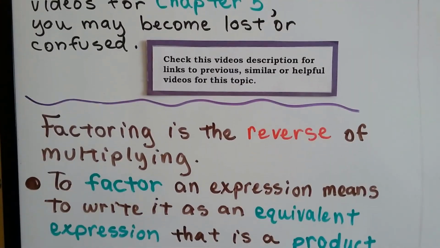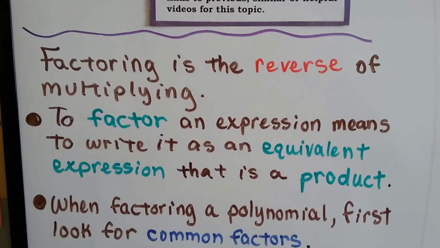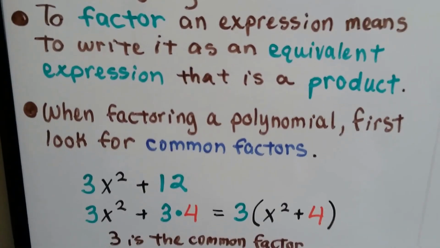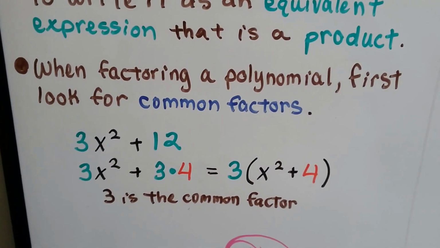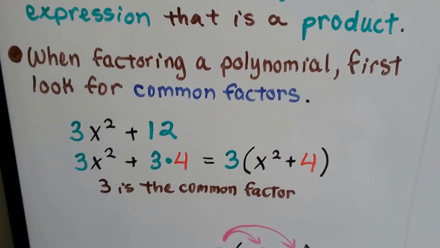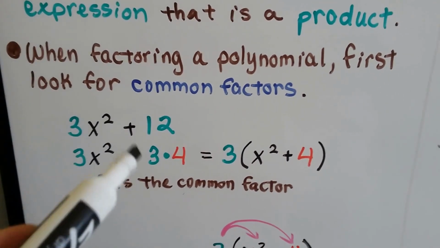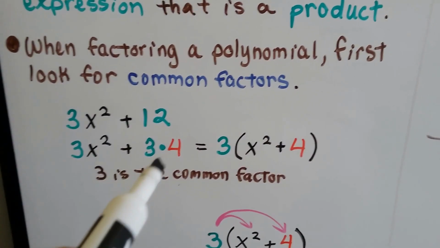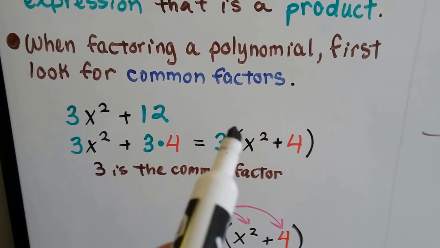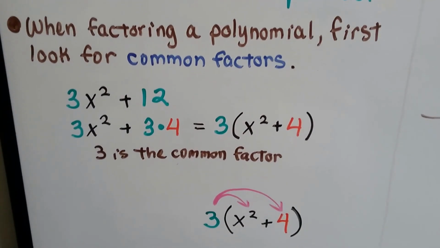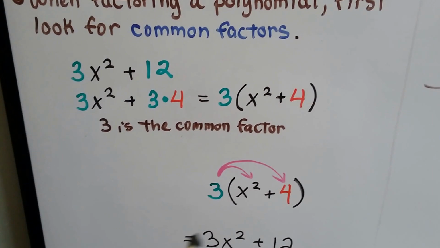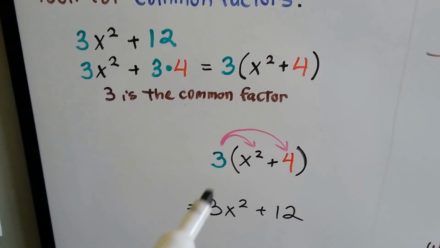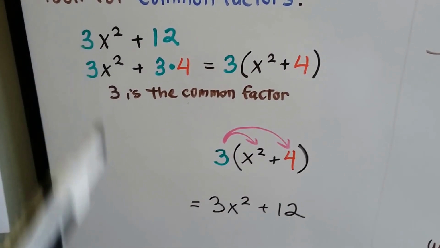Factoring is the reverse of multiplying, and to factor an expression means to write it as an equivalent expression that's a product. When factoring a polynomial, first look for common factors. We have 3x squared plus 12. When we factor this, the 3 can be factored out because 12 is 3 times 4. We can make it 3 times (x squared plus 4). 3 is the common factor between the 3 and the 12. If we were to multiply this back and distribute it back in, we'd get 3x squared plus 12. And we know we did it correctly.